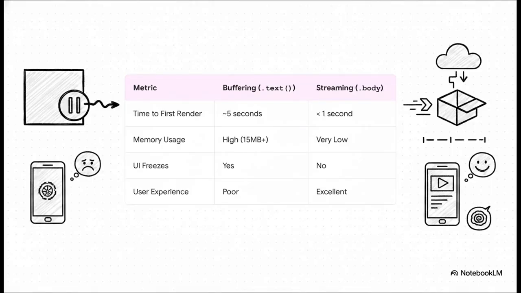I mean, just look at these numbers. They really tell the whole story. The time it takes for the user to see anything on the screen drops from 5 long seconds to less than 1 second. The memory usage? It plummets because you're only holding a tiny chunk at a time, not the whole 15 megs. And because you're not trying to process a giant string all at once, the UI never freezes. It's just a massive win on every single front.